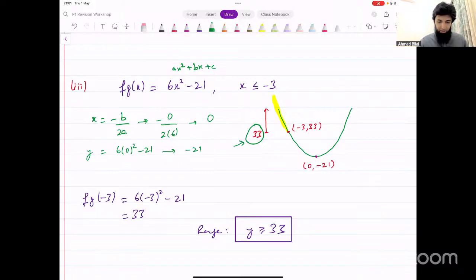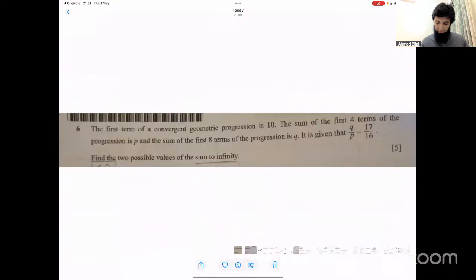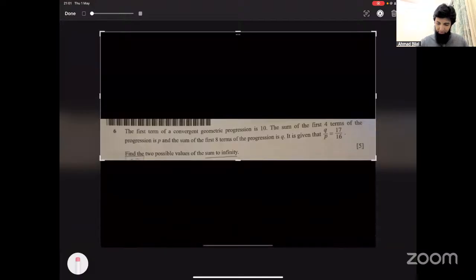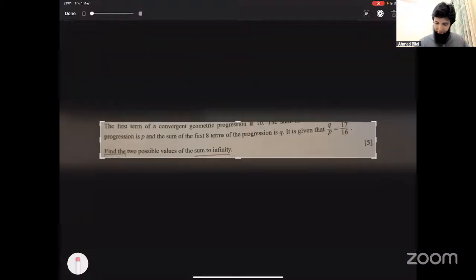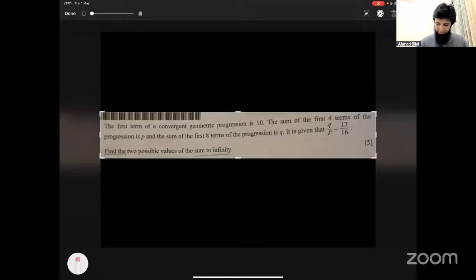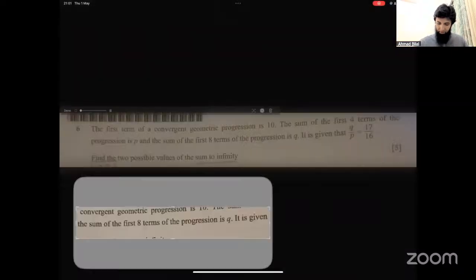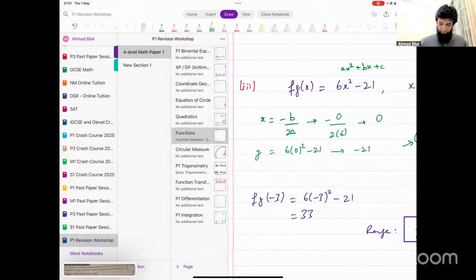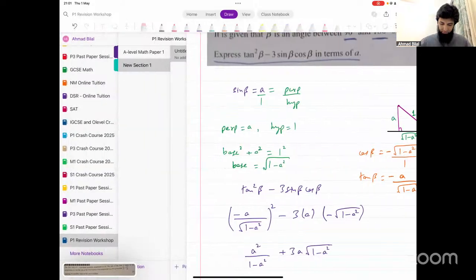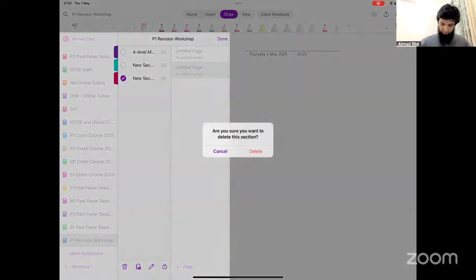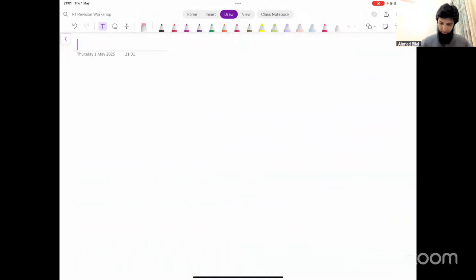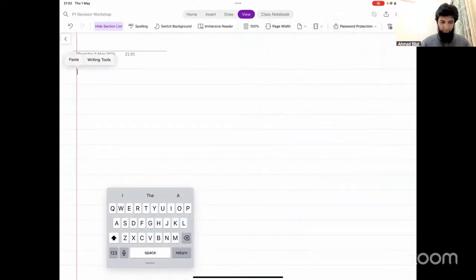Let me share that here. Okay, so this is an APGP question. An APGP question, let's have a look at this. Okay, let's try this quickly.